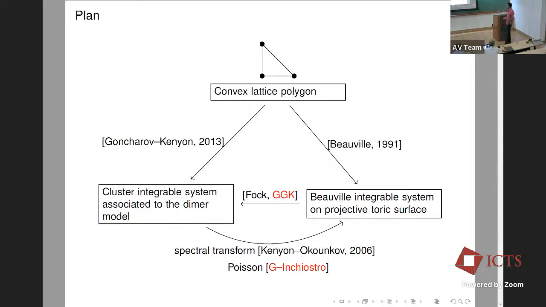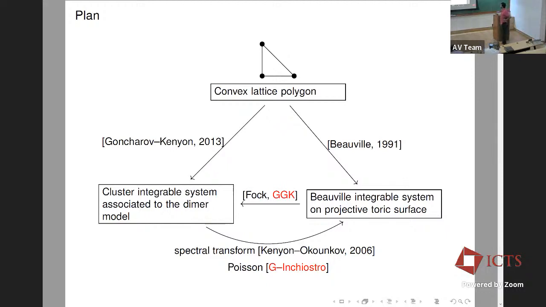This kind of map is very well known in the study of integrable systems. It was originally defined by Kenyon and Okounkov for reasons that are unrelated to the integrable system. They were interested in some other problem, so this map actually predates the integrable system. And so there is a map between these two integrable systems.